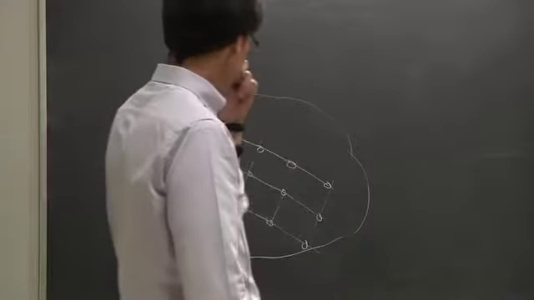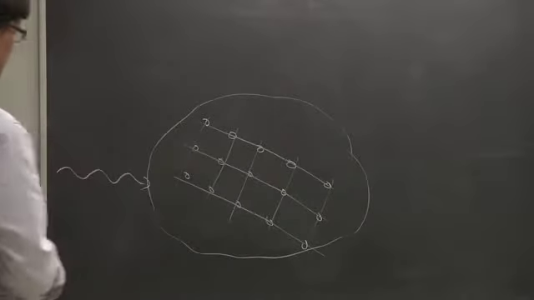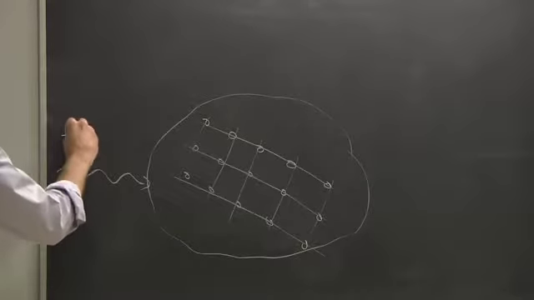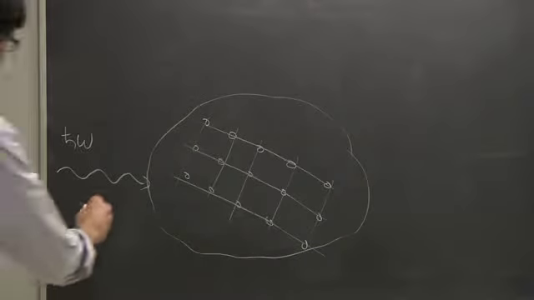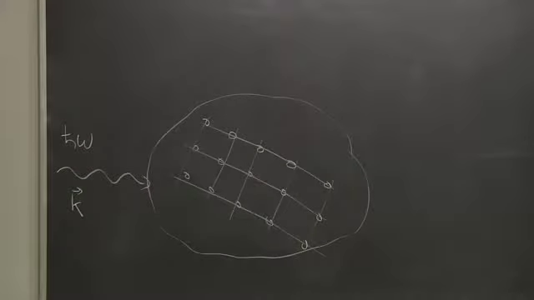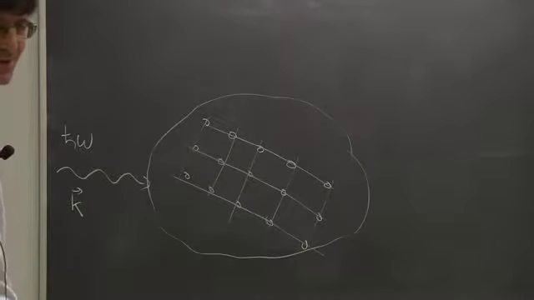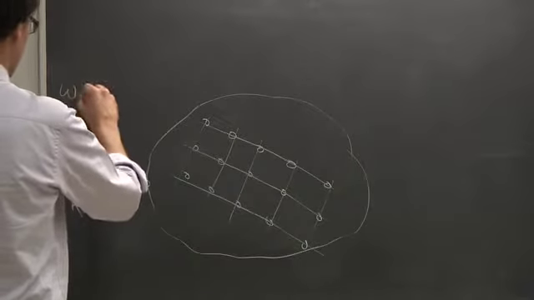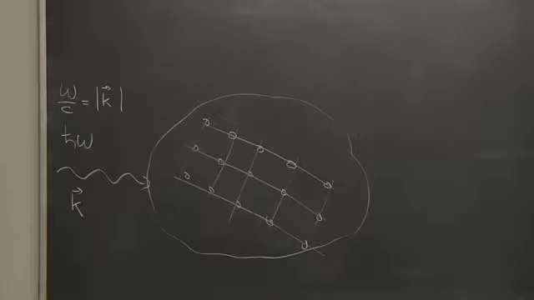And what I'm doing now is shining light, okay, with a given frequency, given photon energy. This light will also have a momentum. You probably know that the two are related, the frequency and the momentum. Are you familiar with this, I hope? Okay, so omega over c is equal to the momentum of the photon.